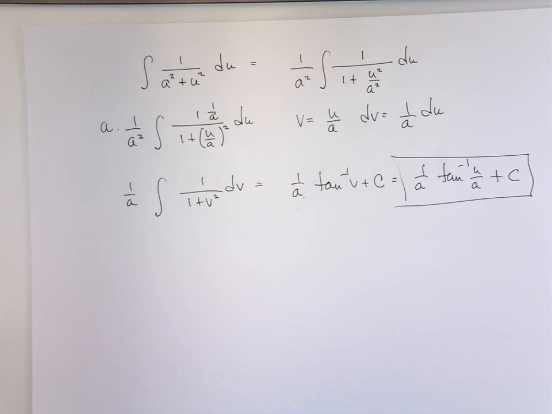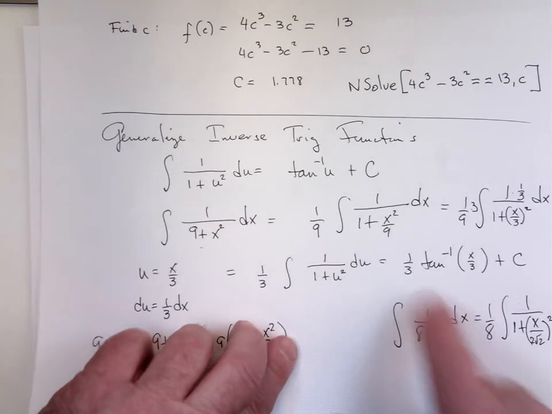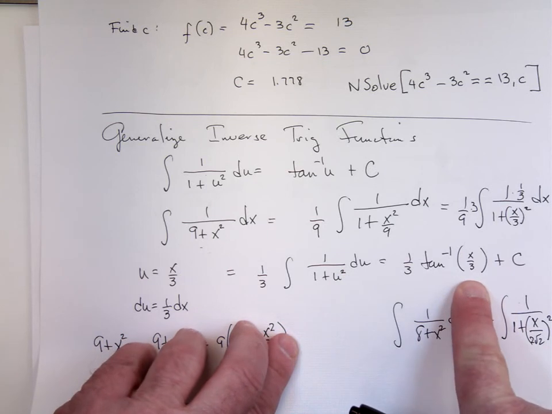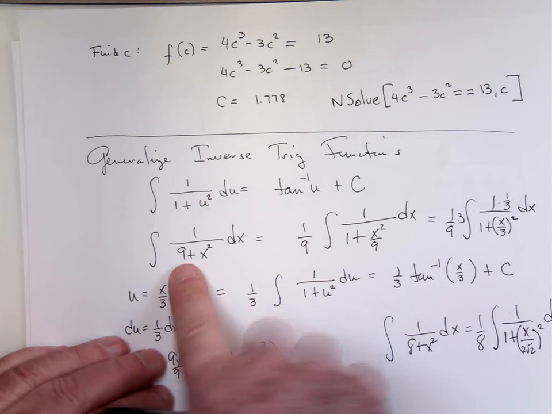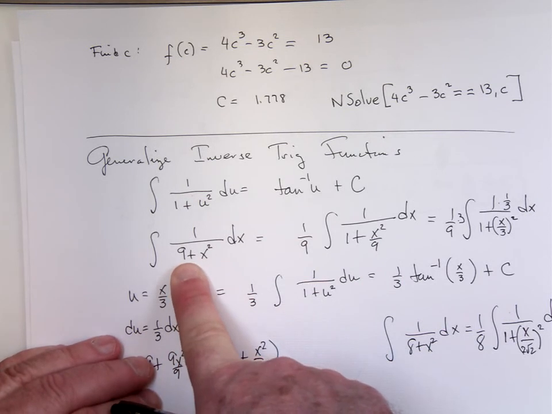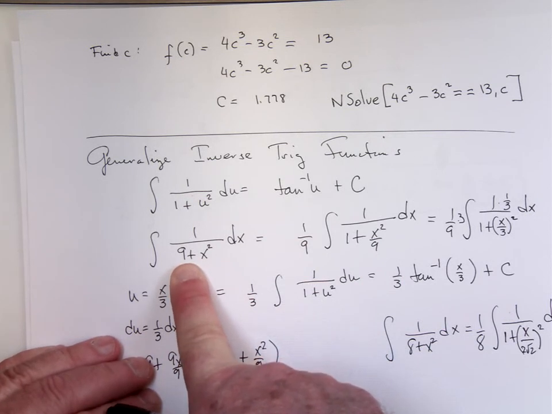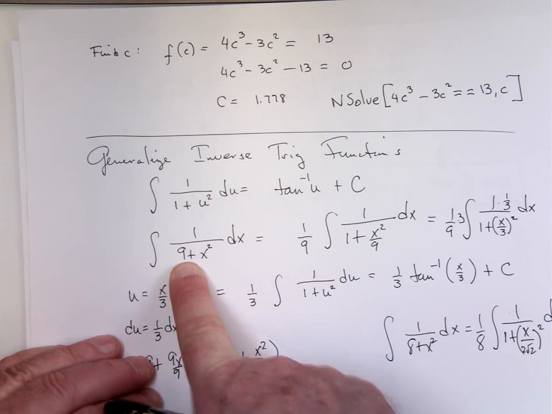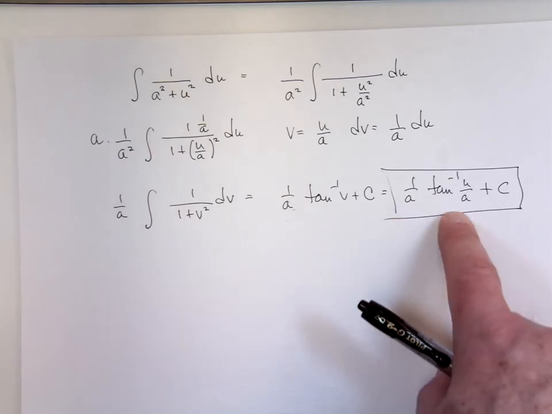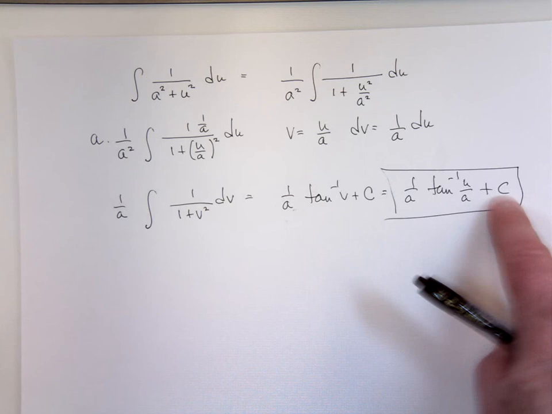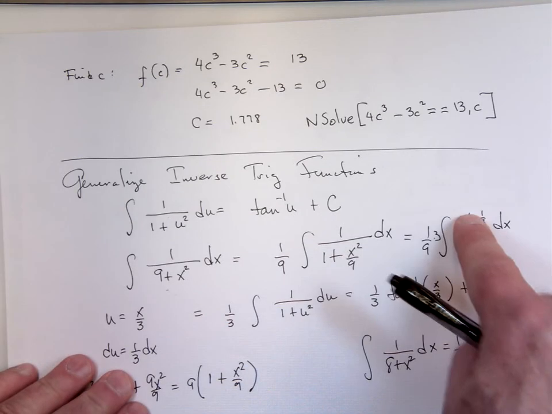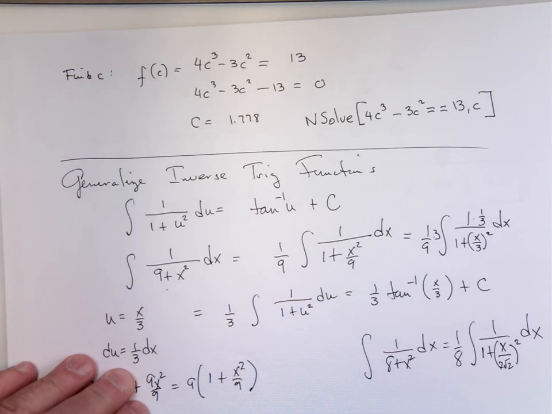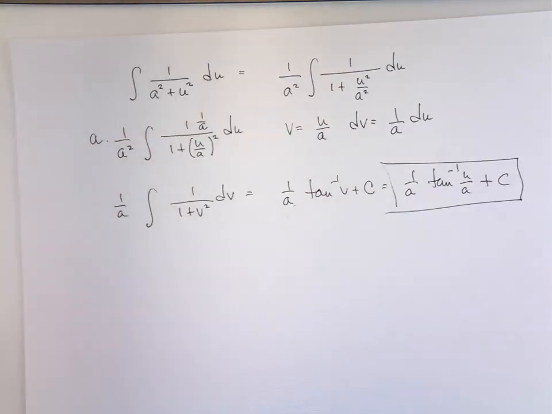Please note, that's what we got for the last example. So if you've memorized the generalized form, you look at this and say, ah, a squared is 9, a is 3. The answer, therefore, is 1/3 inverse tangent x over 3 plus c. You go immediately to the answer without having to go through and do what we did. You just leave it.